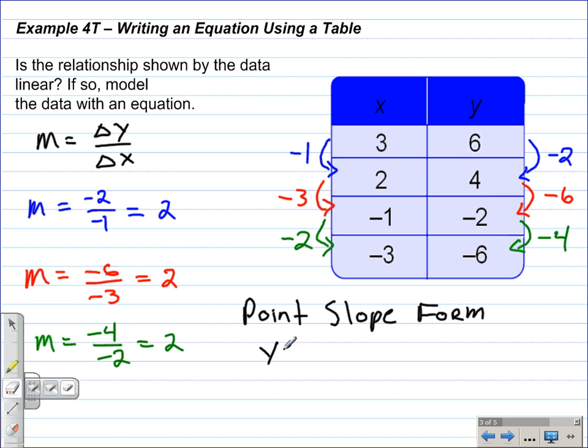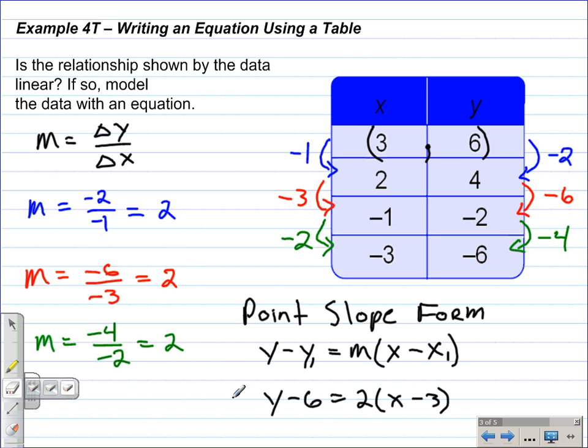Which is y minus y sub 1 is equal to the slope m times the quantity x minus x sub 1. We can use any one of these pairs of data as our point in the point-slope form. So if we think of this as an ordered pair, 3 comma 6, we can substitute 6 in for y sub 1. We can substitute 3 in for x sub 1, and we'll use 2 as our slope. So the equation in point-slope form is going to be y minus 6 is equal to 2 times the quantity, x minus 3, close the quantity.